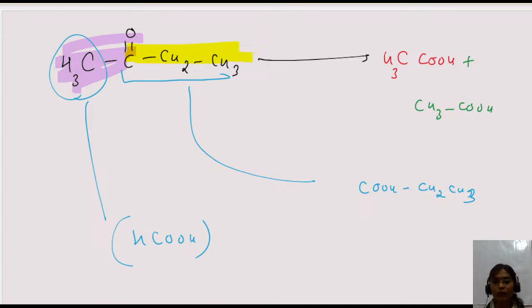Okay, so now a very important rule is waiting for you. That is going to be Popoff's rule. So what is the meaning of this, Popoff's rule? Let's try to understand this.